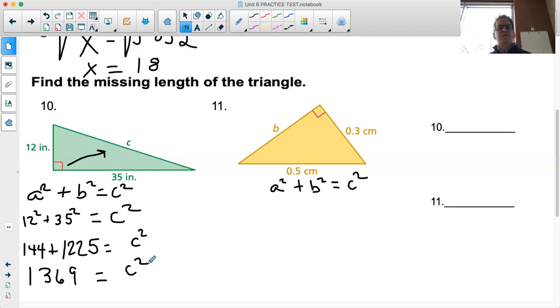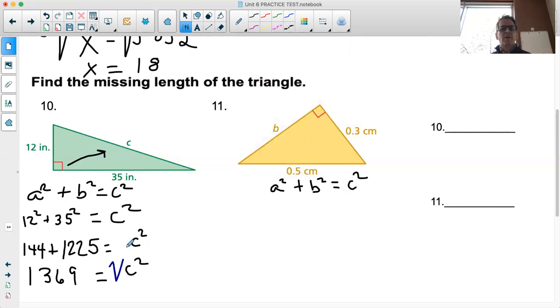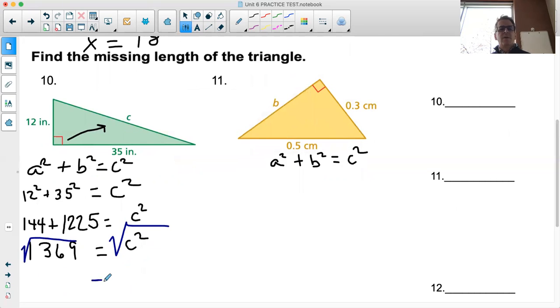Okay, so at this point, we're still trying to solve for c. If we have a c that is squared, we can take the square root of both sides to undo that squaring. The square root of 1,369 will give you the c. So the square root of 1,369 is 37. So 37 inches would be your answer for number 10, using the Pythagorean theorem.